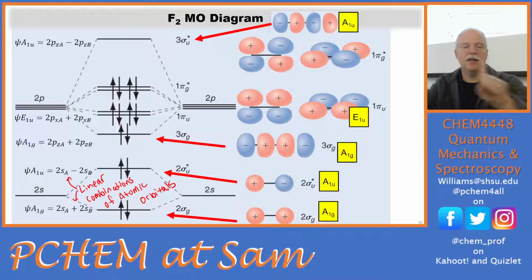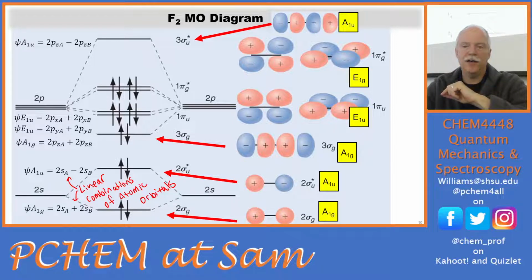And those are, again, side-on 2px on atom A in phase with 2px on atom B, and 2py, so 90 degrees to that. And then the antibonding are E1Gs, and that's the 2px out of phase with the 2px, and then the 2py out of phase with the 2py. Okay, so there it is. That's all.